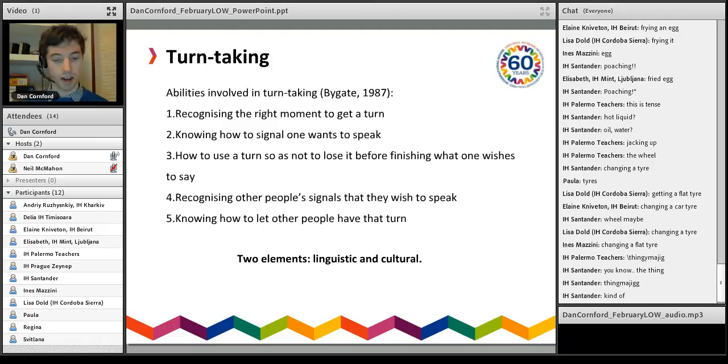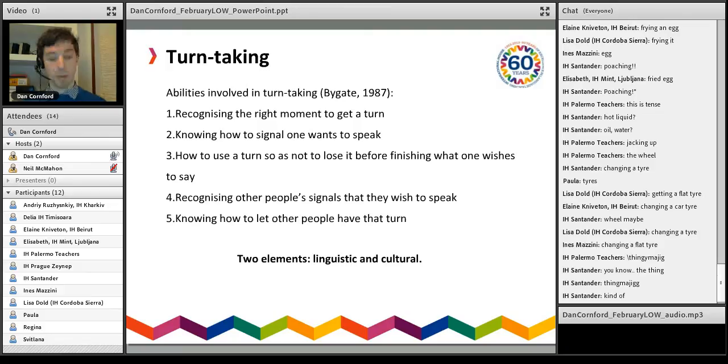Okay, on this slide are what Bygate recognises as the abilities involved in turn-taking. Just give you a second to read those. I think there are two elements that we need to be aware of here. The first element is the language element. What language do we use to take turns in English? The second is a cultural element. What are the cultural norms of turn taking in different cultures?